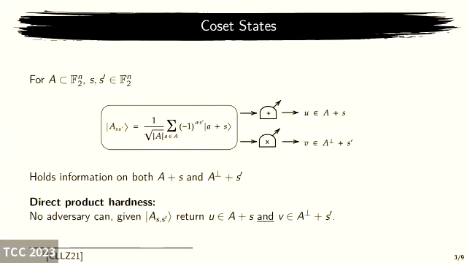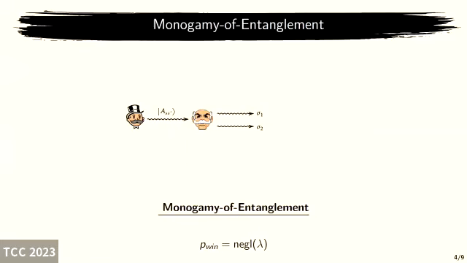Well, actually, in order to build our copy prediction schemes, we will need something a bit stronger than that, which is called monogamy of entanglement. And so monogamy of entanglement is another property of coset states, and is captured through this game in which we have a challenger sending a quantum state to Alice, which will have to split this quantum state into two quantum states, sigma 1, sigma 2, that can be entangled.